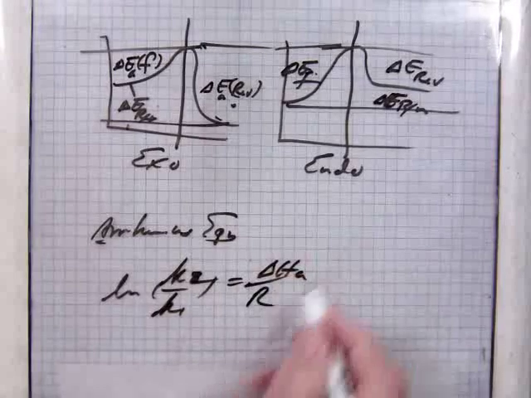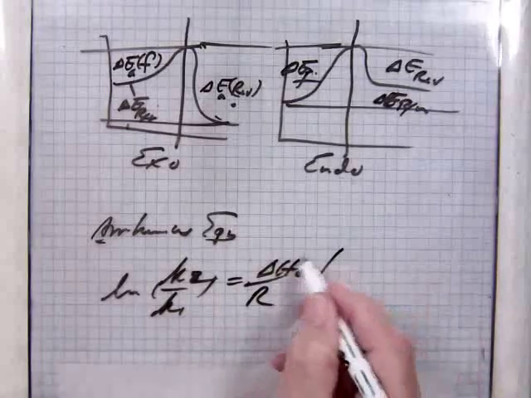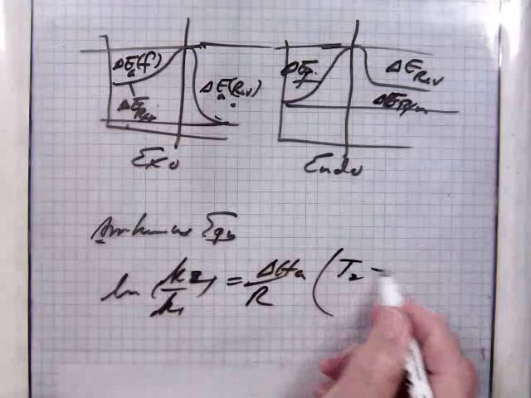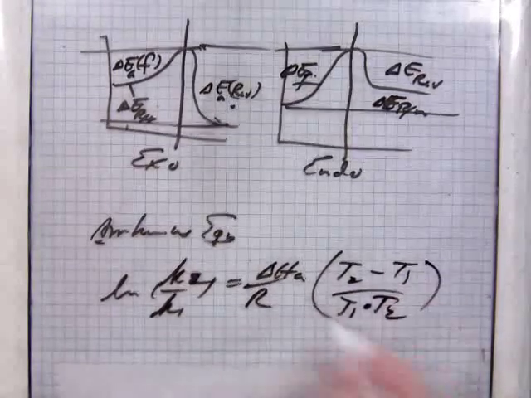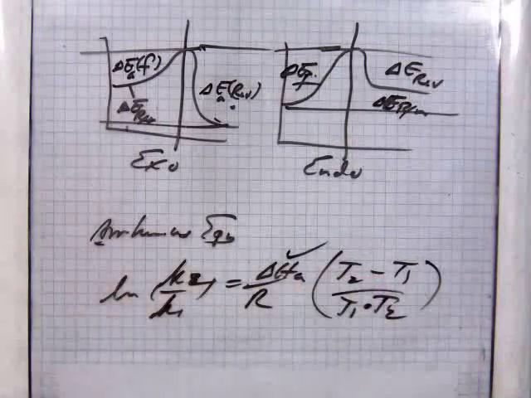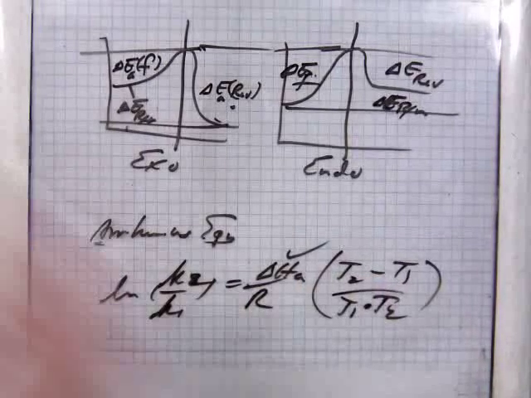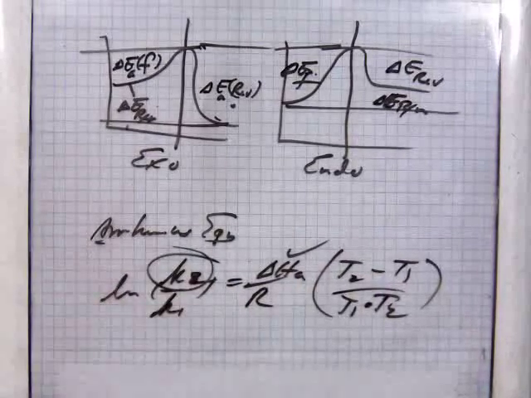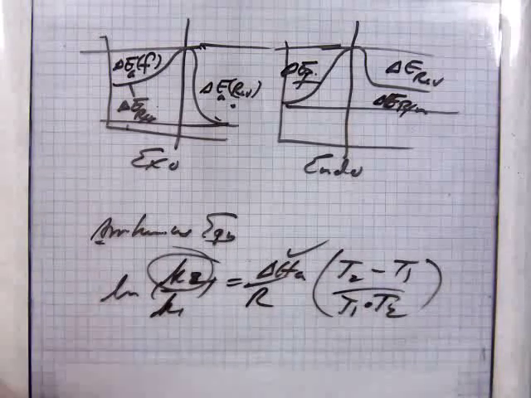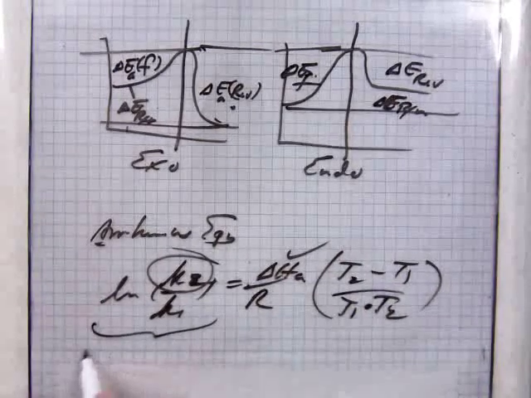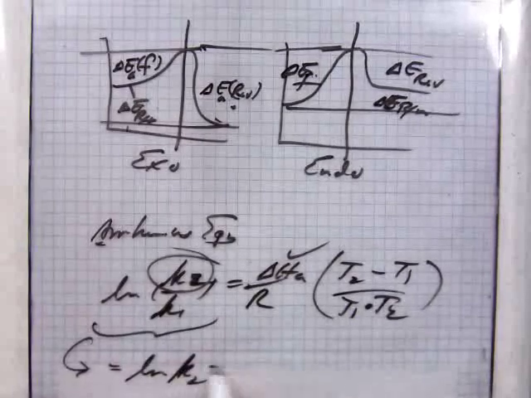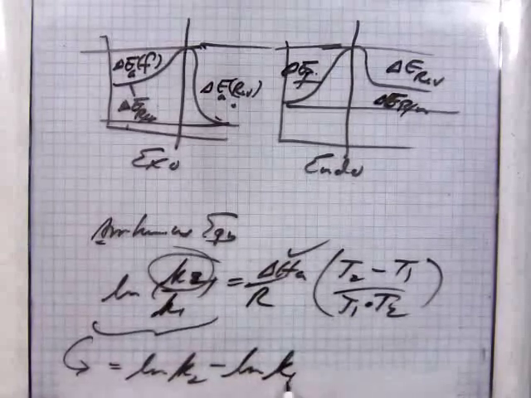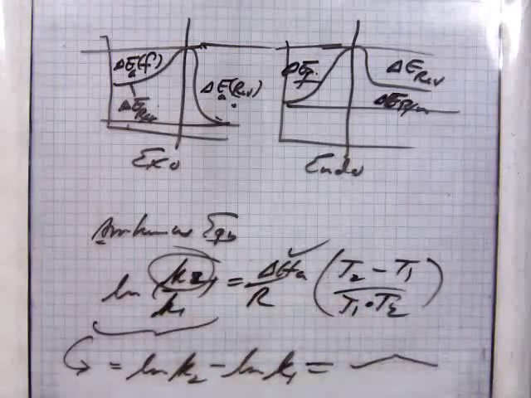Over R. That's the activation energy: T2 minus T1 over T1 times T2. Now you'll have a problem on solving for activation energy, and you'll have a problem where you'll have to determine the rate constant. This means Ln of K2 minus Ln of K1 equals all the other stuff on the right side.